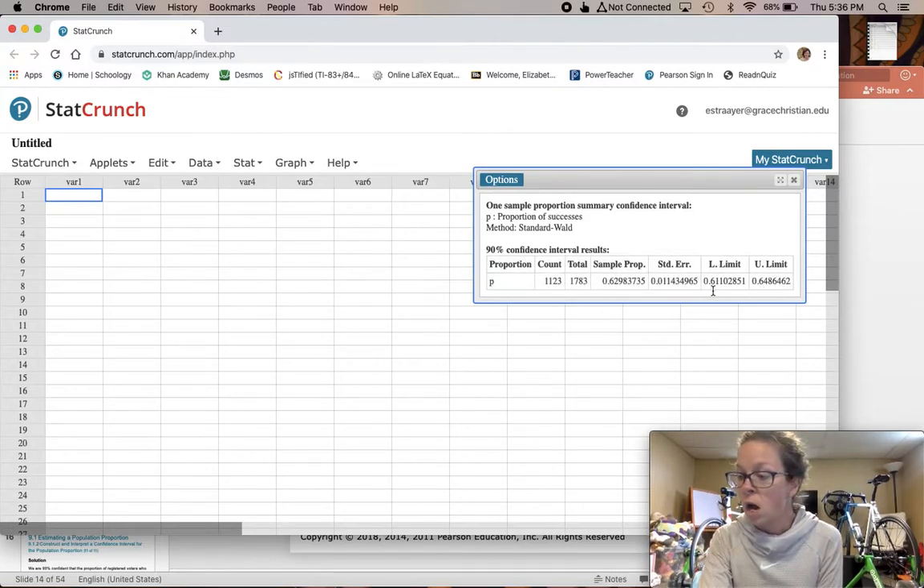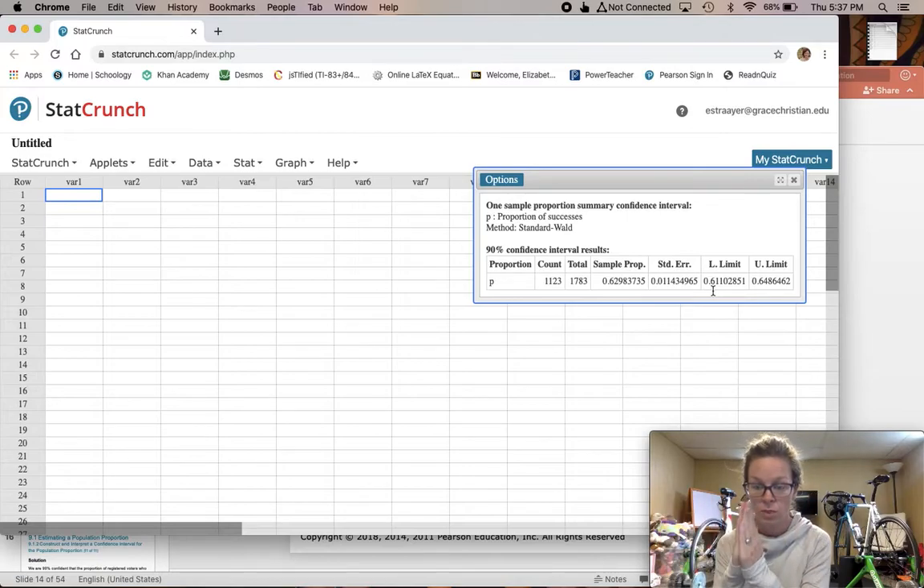Now, what if the problem asked, what is the margin of error? Well, the margin of error is when we take that point estimate, how much do we add and subtract? And it should be the same. So if 0.63 is the middle of the interval, and our interval is 0.61 to 0.65, well, 0.63 to 0.61, that's a difference of 2. Also, 0.63 to 0.65, that's a difference of 2. So our margin of error is 2%, 0.02.